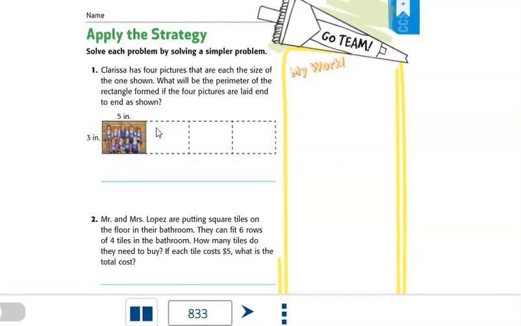Now we've got some different word problems that involve finding perimeter. So Clarissa has 4 pictures that are each the size of the one shown. What will be the perimeter of the rectangle formed if the 4 pictures are laid end to end as shown? A common mistake that happens on this is somebody will figure out the perimeter of this shape here and get that, and then they'll just multiply it times 4.